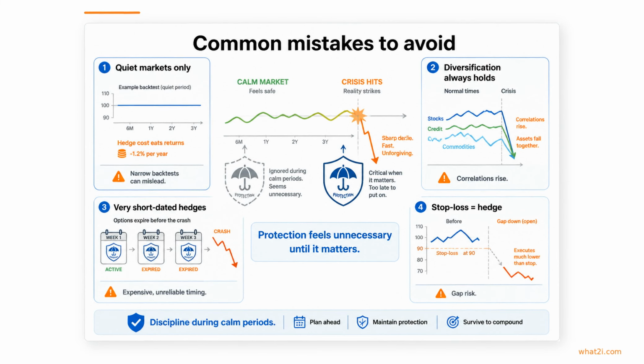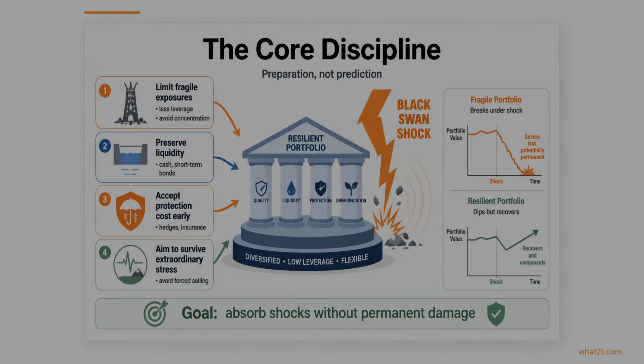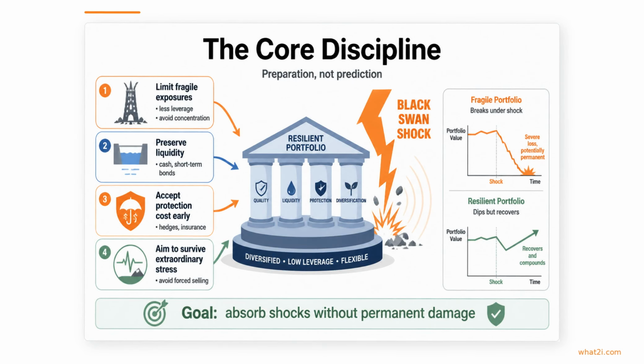Very short-dated hedges create a timing problem because they can expire before the real shock arrives. It is also a mistake to treat stop-loss orders as a true hedge, since gap risk can cause execution far below the intended level. Good protection habits require patience during the very periods when protection feels least necessary. The core discipline is to build portfolios for resilience rather than for perfect prediction. Black swans cannot be forecast with precision, but fragility can still be reduced.